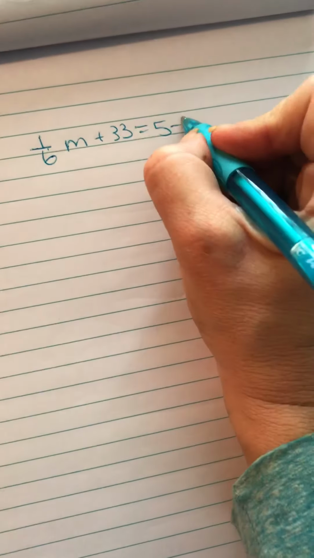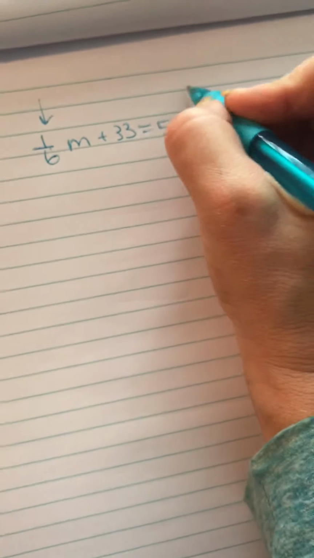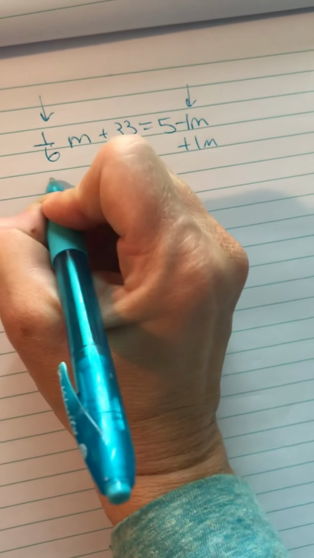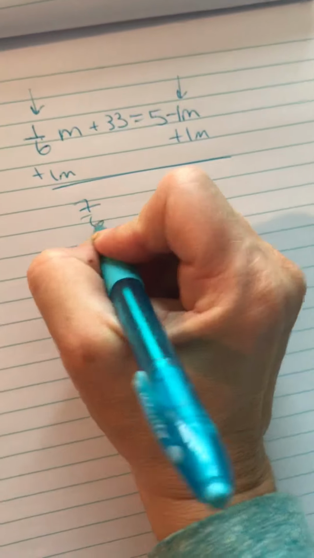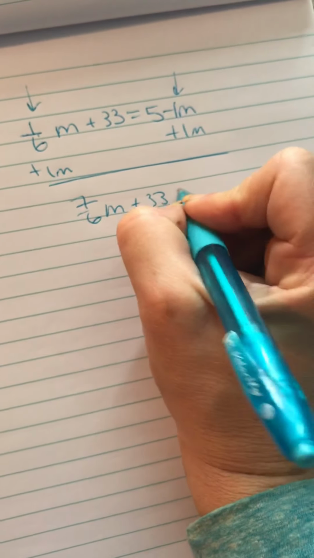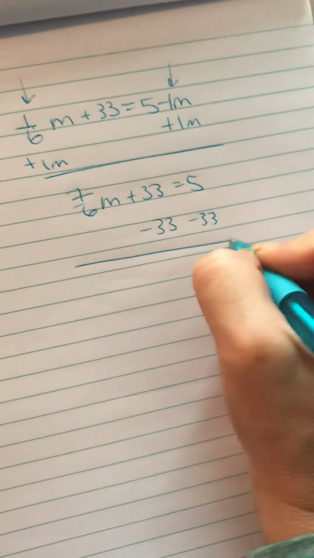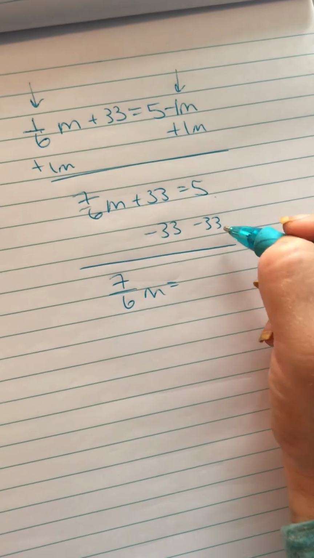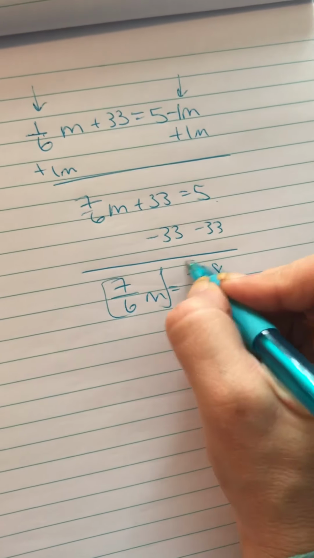Some people benefit from putting a 1 right here. I have 1/6m and a negative 1m. I'm going to put the variables to the left. 1 and 1/6 is 7/6m plus 33 equals 5. Subtract 33. I get 7/6m equals, well, 5 minus 33 is negative 28. How am I going to solve this?